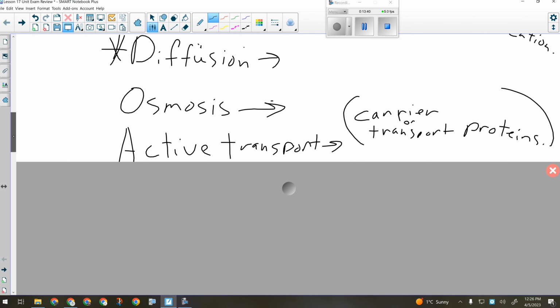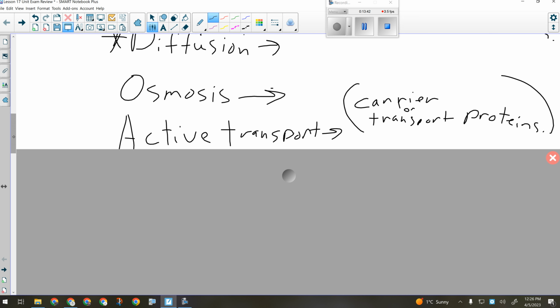Okay, when we also talked about cell transport, we talked about endocytosis and exocytosis. So we talked about phagocytosis, cell eating, when it engulfs a piece of food and brings it in. Pinocytosis, when it engulfs fluid. And receptor mediated, when it engulfs hormones.